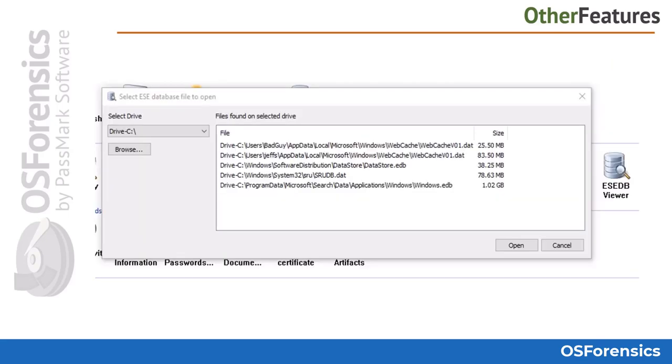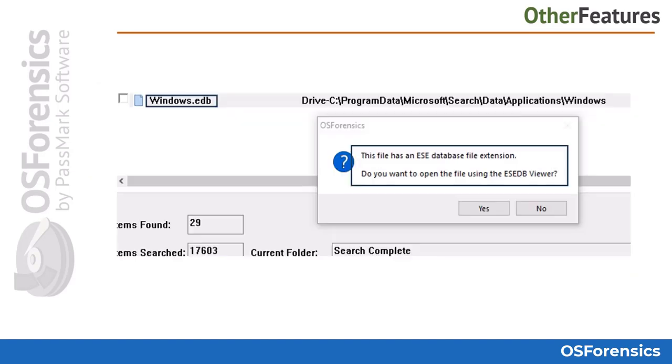Once opened, a list of known database files is displayed for the selected device. Alternatively, the database file can be manually selected by clicking the Browse button and locating the file itself. When attempting to open a file with a known ESE database file extension using the OSForensics file viewer, the user may be given the option to open the file using the ESE database viewer instead.